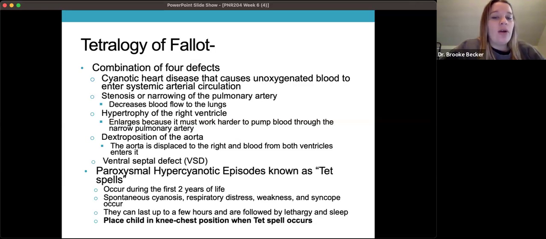So if you have a kiddo having a TET spell, the first thing you do is push their knees up to their chest or have them squat down. Because then, like in that video it talked about, we reverse that resistance. We vasoconstrict and push that blood easier back to the lungs. Okay.